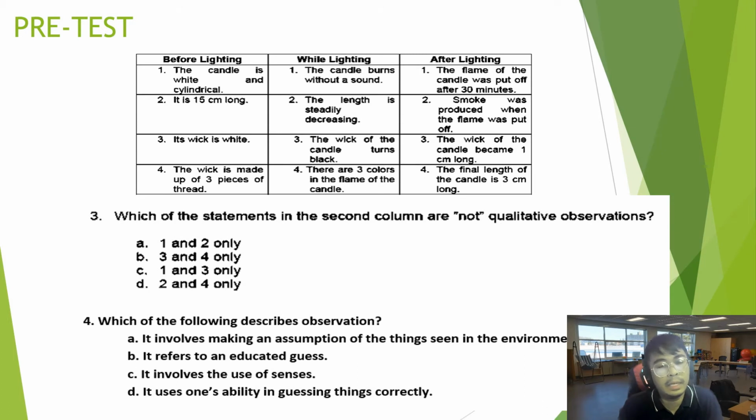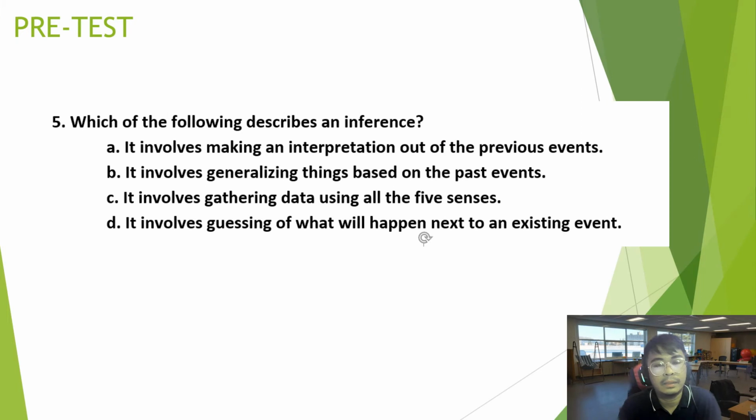For number 3, the answer is letter C, 1 and 3 only. For number 4, the answer is letter A. And last, for number 5, the answer is letter A. Okay, so that is your pre-test.